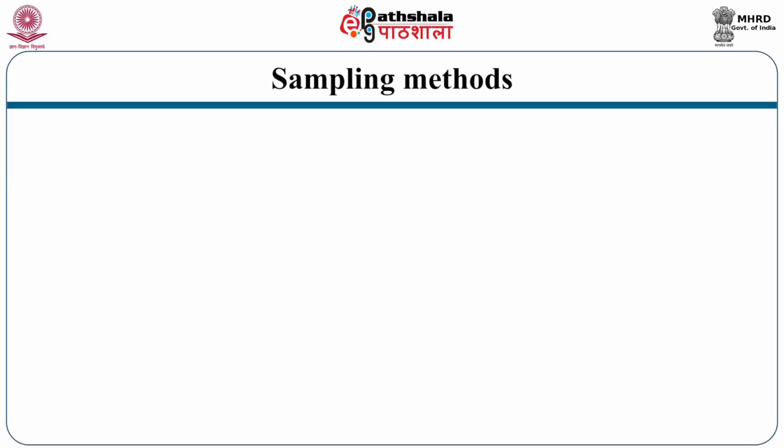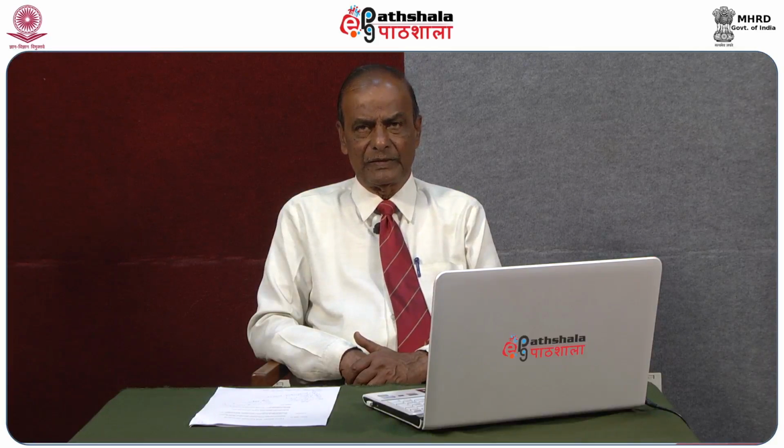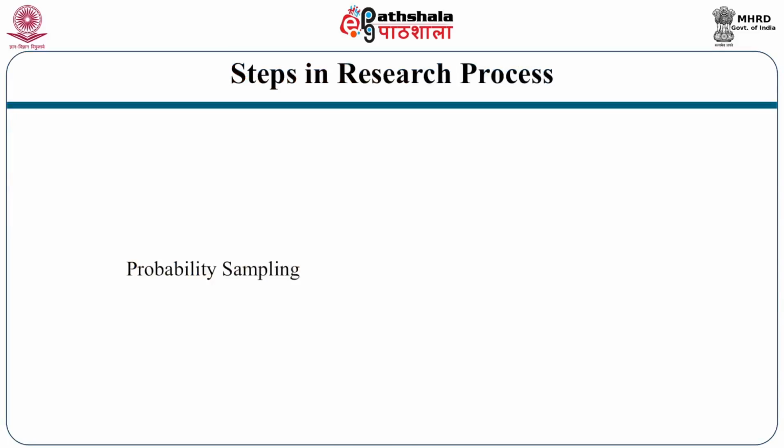Now, let us go to the sampling methods. Broadly, there are two types of sampling methods or categories of sampling. The first one is the probability sampling, and the second one is the non-probability sampling. Under the probability sampling, you have simple random sampling, which is the collection of the sample at random without any kind of strategy used for the collection of the sample.